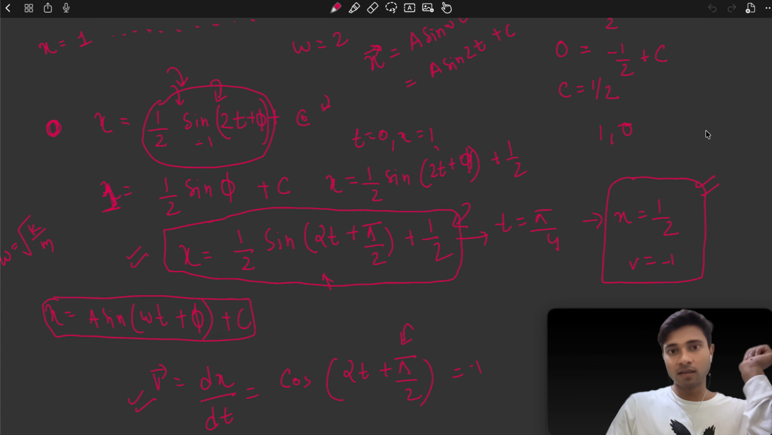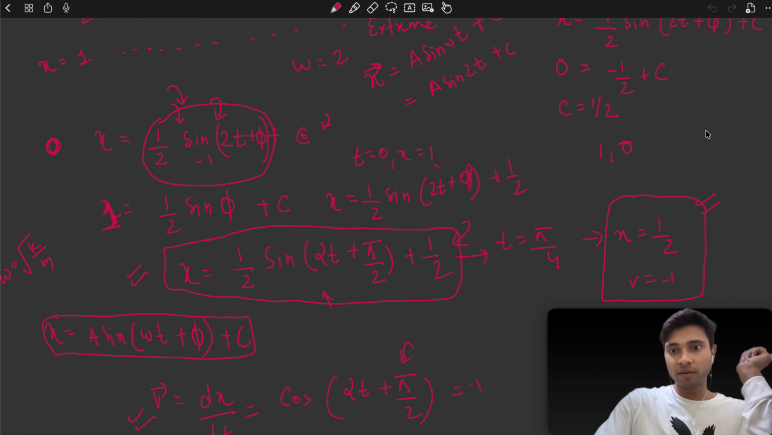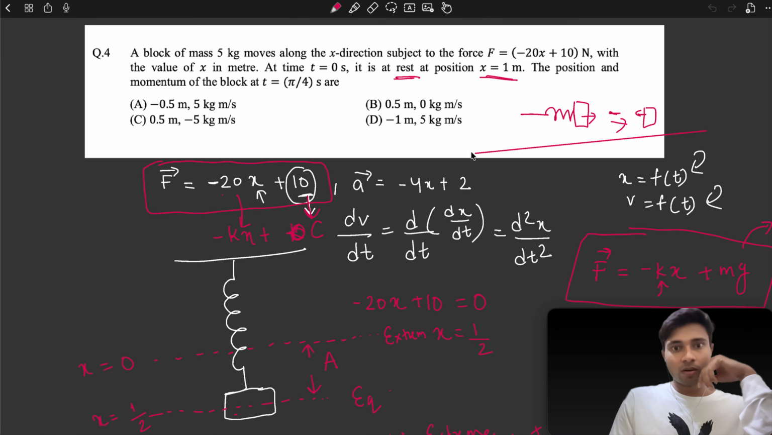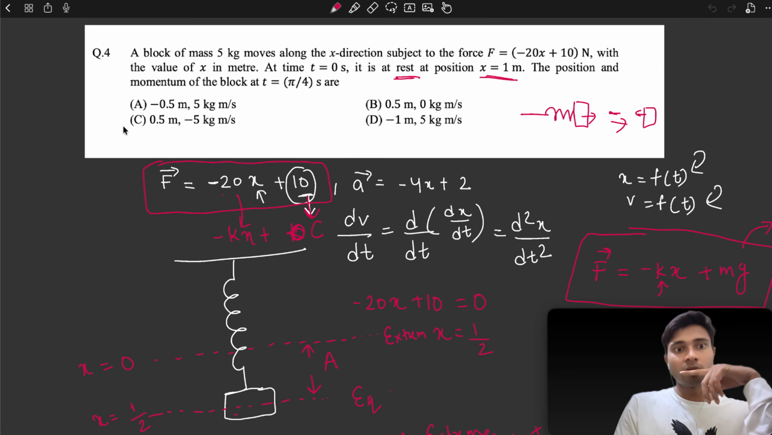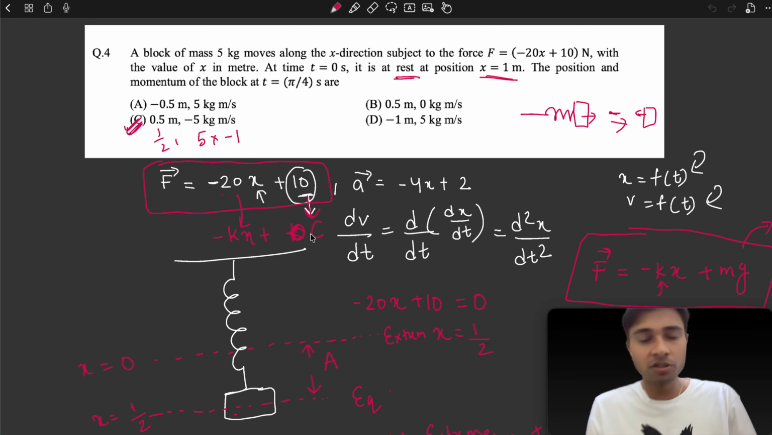This is the answer. According to me, okay, I forgot the answer: 1 by 2 and minus 1. 1 by 2 means B and C. We have to figure out the momentum, so 1 by 2 and 1. If I multiply with mass, 1 by 2 into mass into velocity, which was minus 1, C is the answer. I hope you enjoyed the solution.